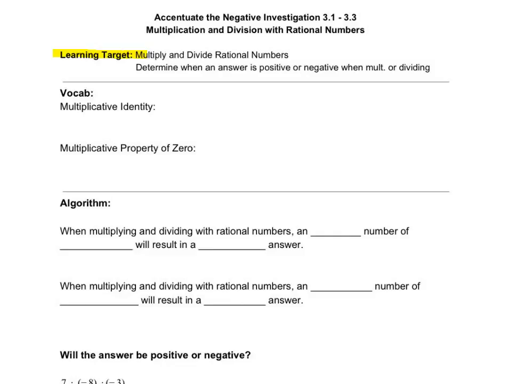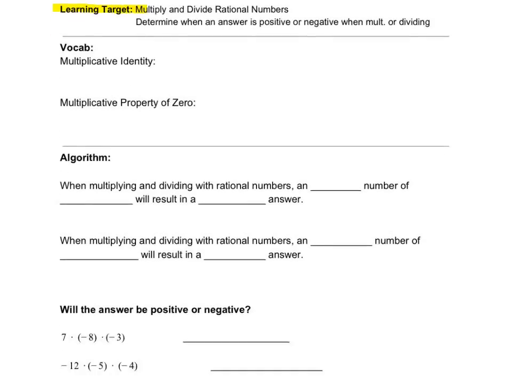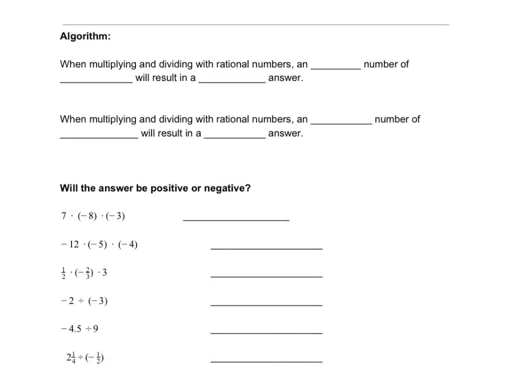To save some time on this video, please make sure that you have copied down the two vocab terms, multiplicative identity and multiplicative property of zero, and you can get that from the images that are on the site. So let's go straight to our algorithm.